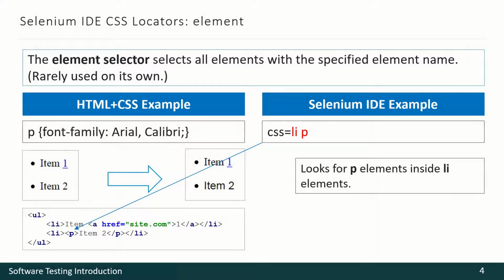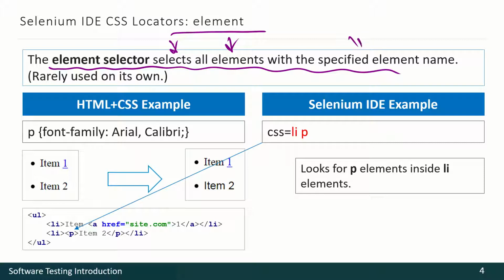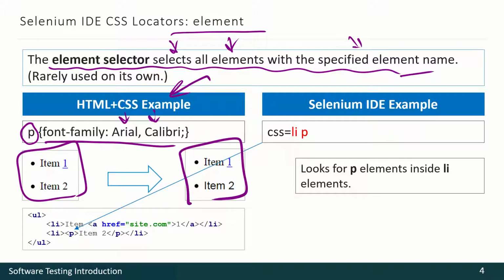We have already seen the element selector on the previous screen, but here is some more information about it. It selects all elements with the specified element name. For instance, here is some HTML and CSS example. Let's consider we want to somehow improve paragraph elements with the following rule. Apply some font. Here is how it looks before, here after. You may see that the font is not the same as here. Why is it so? Because this element is a paragraph.